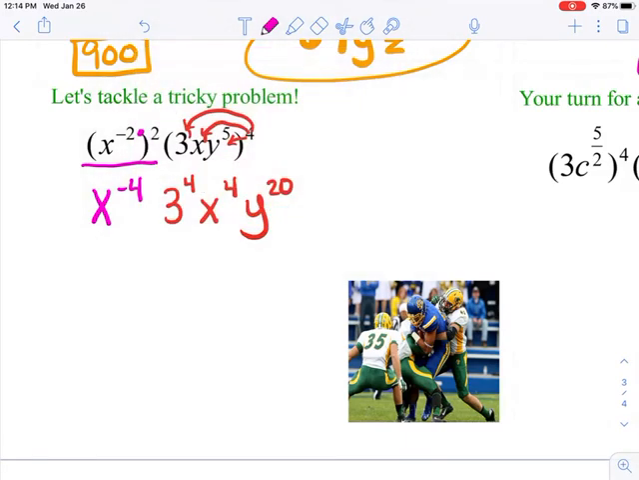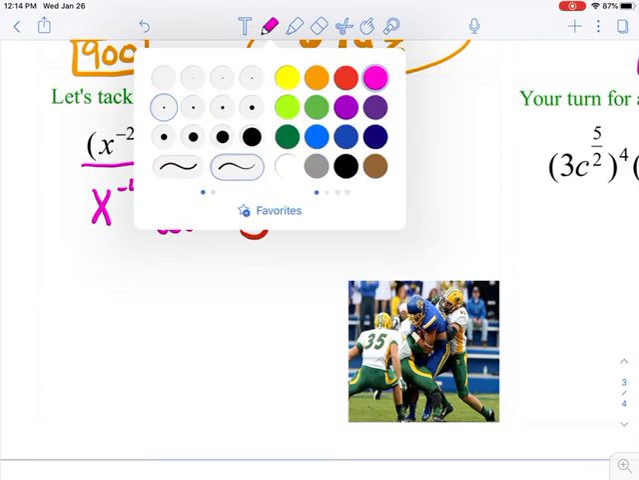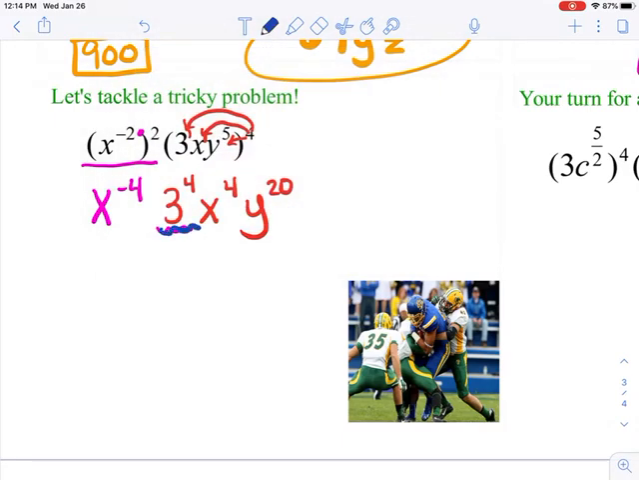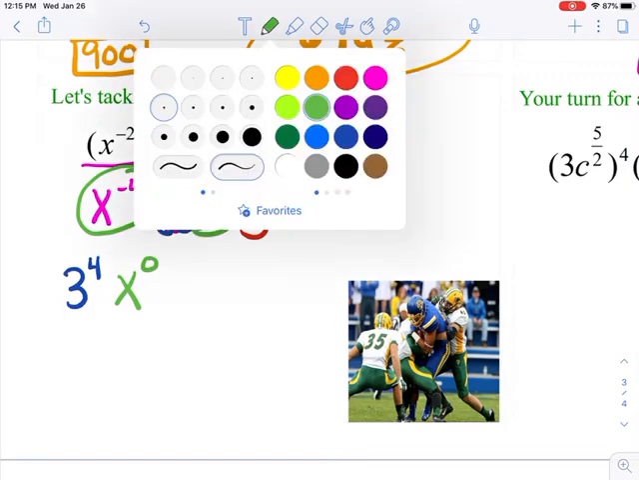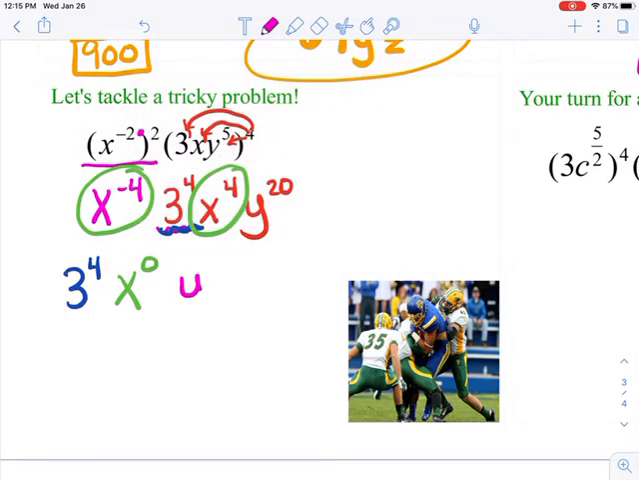So I'm going to go ahead and clean things up a little bit. I first have this 3 to the 4th, which I know I can simplify, right? So I'm actually going to pull that out front. 3 to the 4th, and I'll simplify that in a second, because that's going to give me a nice number. I can now go ahead and try to multiply things with the same base. Well, here's an x and here's an x. So if we're multiplying with the same base, that tells us we can add our exponents. So -4 plus 4 gives me x to the 0. There's nothing to multiply that y with, nothing else with the base of y, so that just stays y to the 20th.